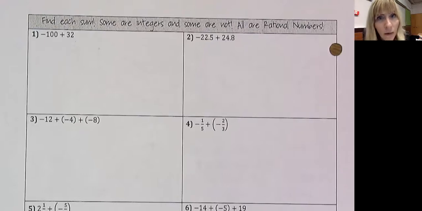Same signs add, keep the common sign. Different signs subtract, take the sign of the one that goes farther. Farther from what? Farther from 0.